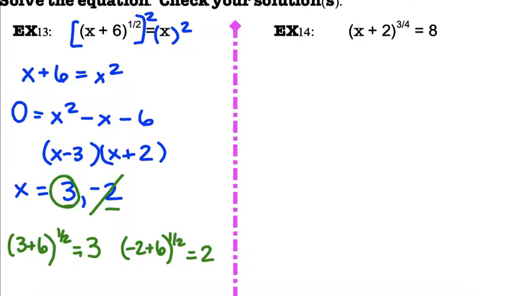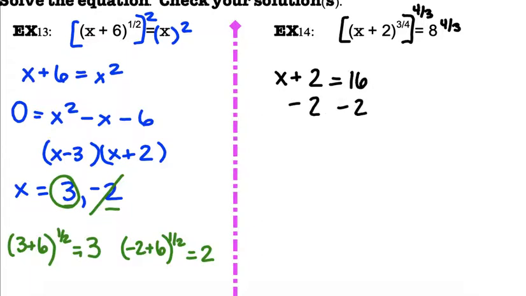Next one. x plus 2 to the 3/4. Step 1, take both sides to the 4/3 power. So we get x plus 2 equals cube root of 8 is 2, and 2 to the 4th is 16. Subtract 2. We get x equals 14.